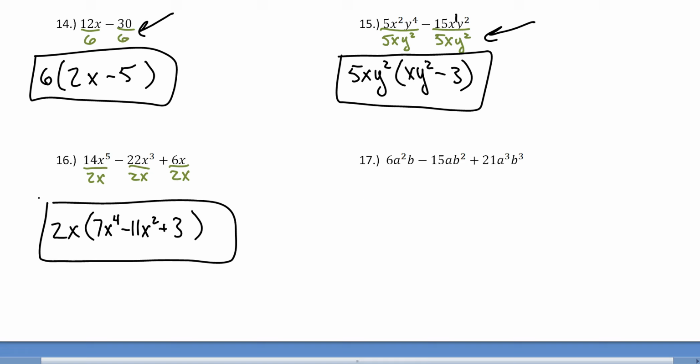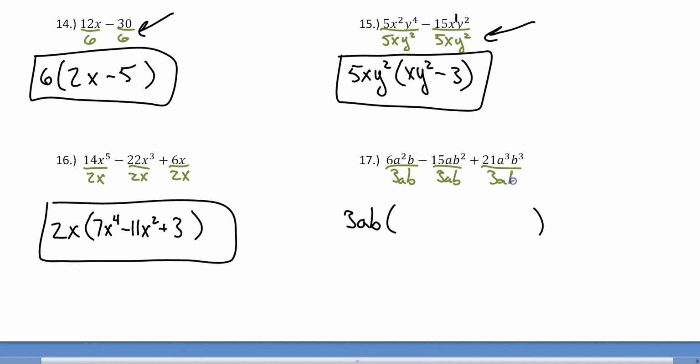Between 6, 15, and 21, I can take out a 3. And then I look at the a squared, a to the first, a to the third. The most I could take away is an a to the first. Between b to the first, b to the second, b to the third, the most I can take away is b to the first. And so that's what I'm going to divide out. So now I actually do the division. So I come over here and say, okay, I'm going to divide each of these by 3ab.